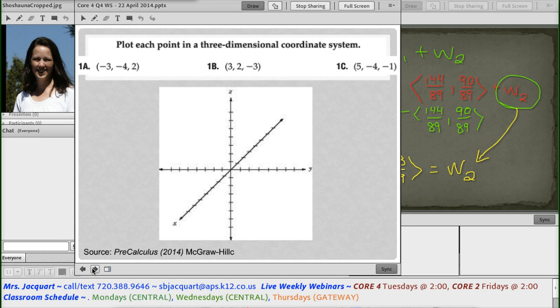So let's go find our next point. Let's go over 3 on the x-axis. 1, 2, 3. Over 2 on the y-axis. 1, 2. And then down 3 on the z-axis. 1, 2, 3. So that's where a big old dot is. Alright, let's go over 5 on the x-axis, 1, 2, 3, 4, 5, back 4, and then down 1. And that would be my big old point.